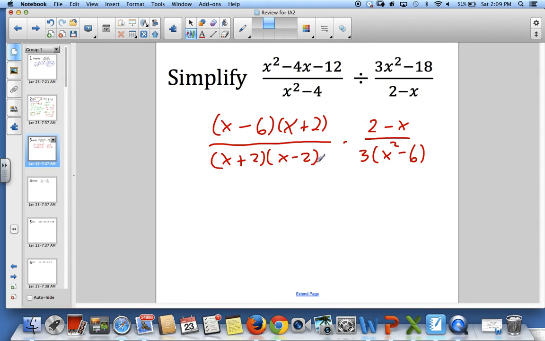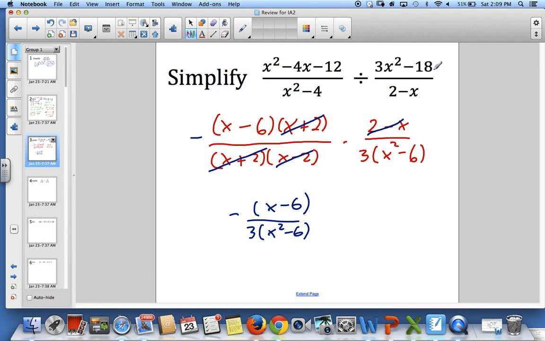That's the problem. So in this one, we factor this. A few things are going to cancel. Let's see what we can cancel. We can cancel x plus 2 and x plus 2. Now these two here are not going to cancel directly, but when they're opposites like this, they do cancel, and it becomes negative 1 in front. So the answer to this would be negative parentheses x minus 6 over 3 parentheses x squared minus 6.